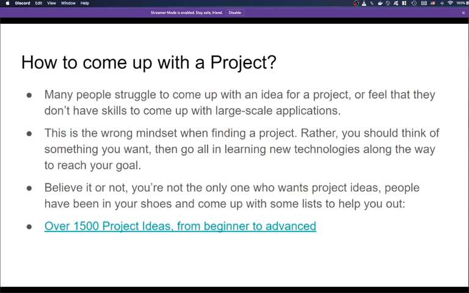So even with all of this, I know many of you still struggle to discover a project, or you're not inspired enough. Believe it or not, everyone has this problem, and I have linked 1,500 project ideas from beginner to advanced. If you are ever struggling to come up with a project, read this list. I hope that one of these 1,500 project ideas will be something that catches your eye that you feel would be fun to implement.